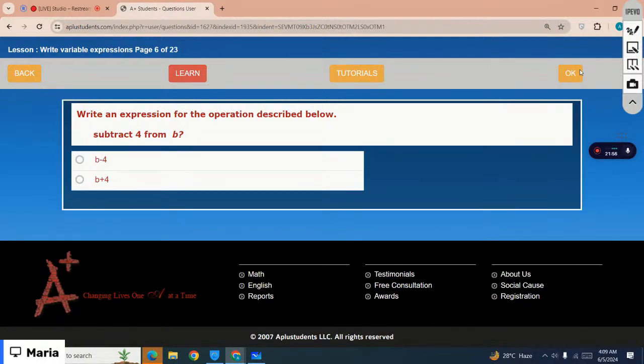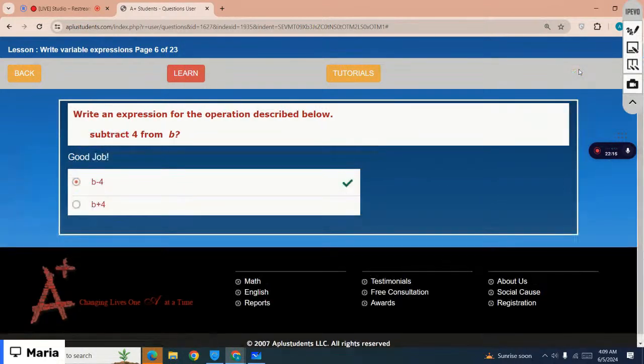Write an expression for the operation described below. Subtract 4 from b. Which is the correct option? Yes, that is b minus 4. Option number 1 is the correct option.